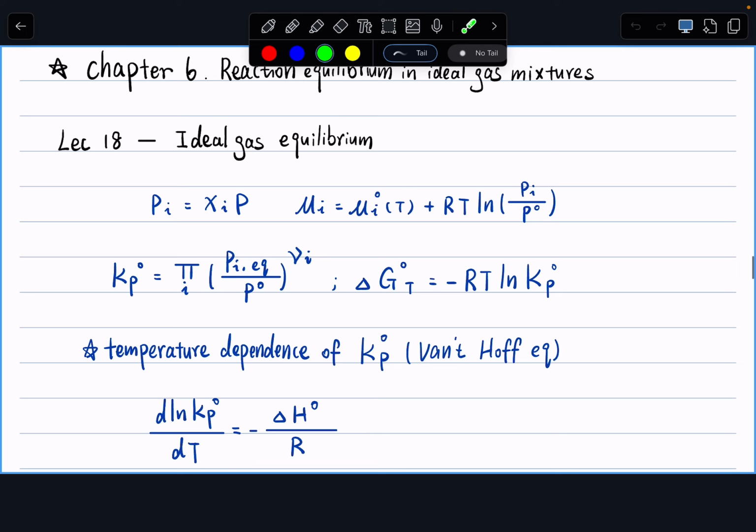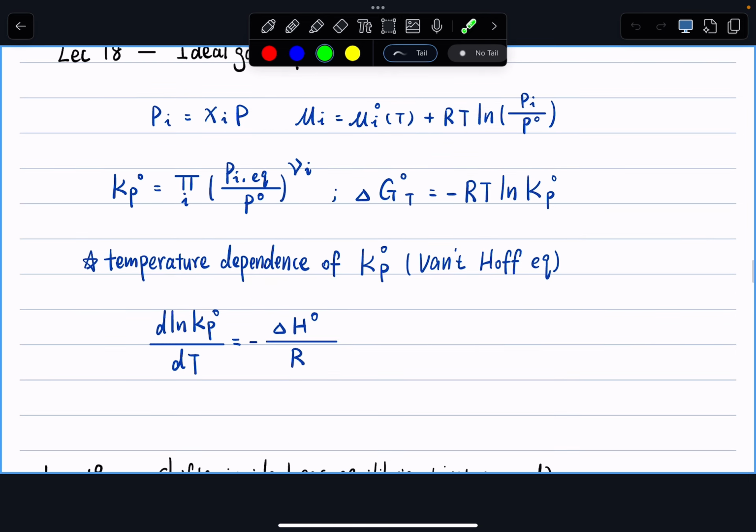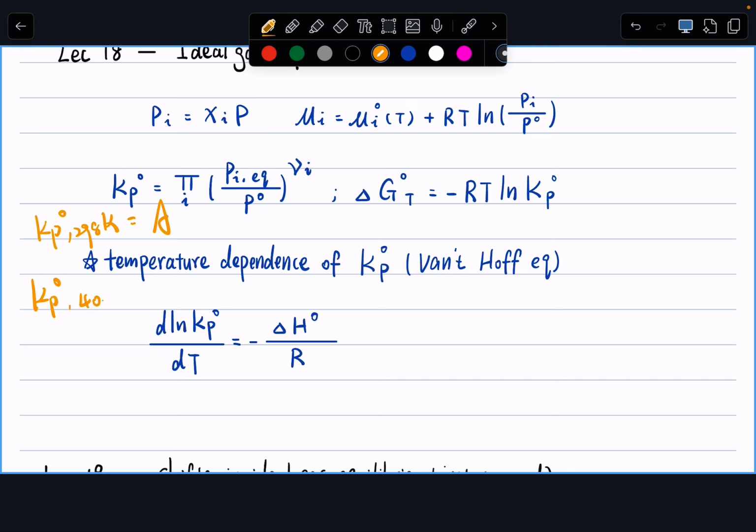And then we also spent some good time talking about the temperature dependence of your equilibrium constant, or the Van 't Hoff equation. So we went over the derivation of the Van 't Hoff equation together. So how do we use it? Let's say we know the Kp naught at 298 Kelvin, equal to some number A, and you want to calculate the Kp naught at, let's say, 400 K.